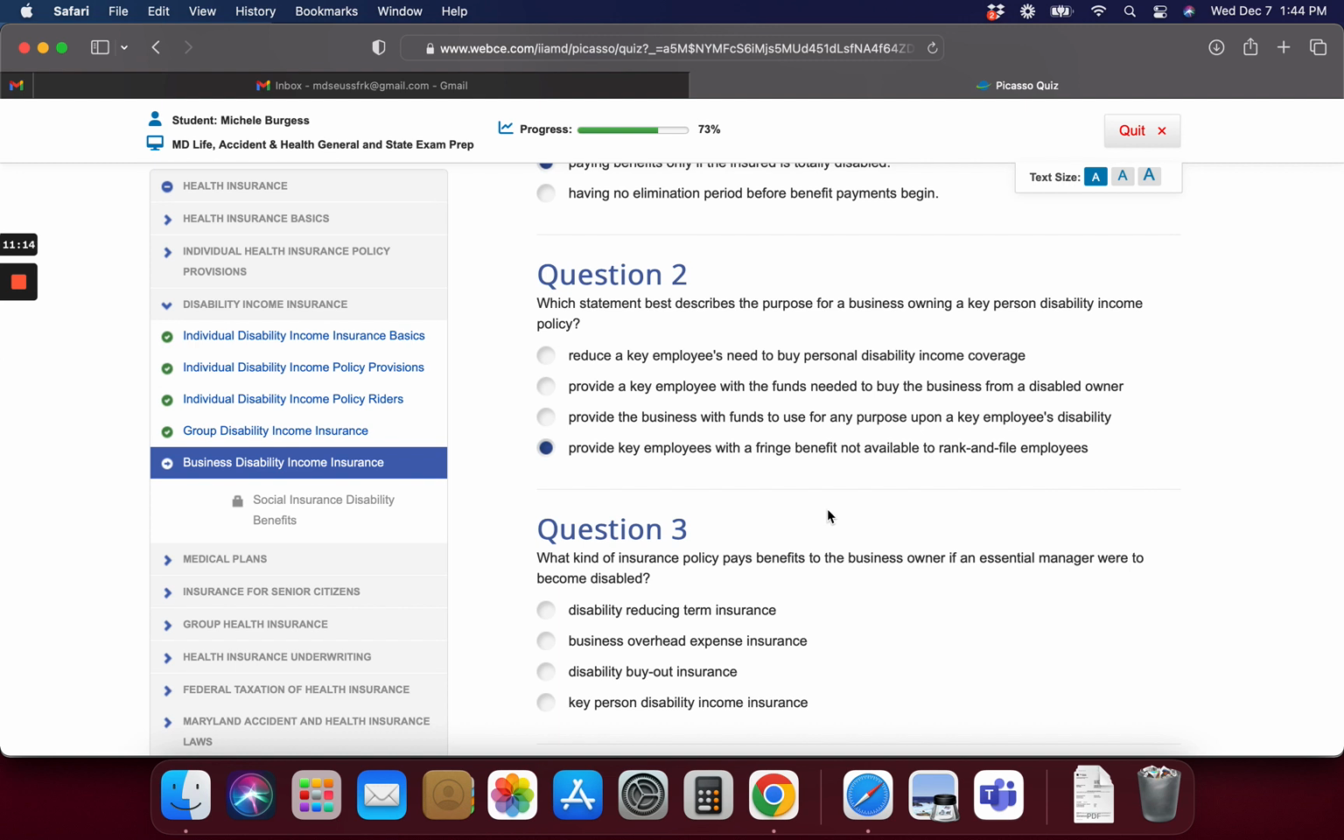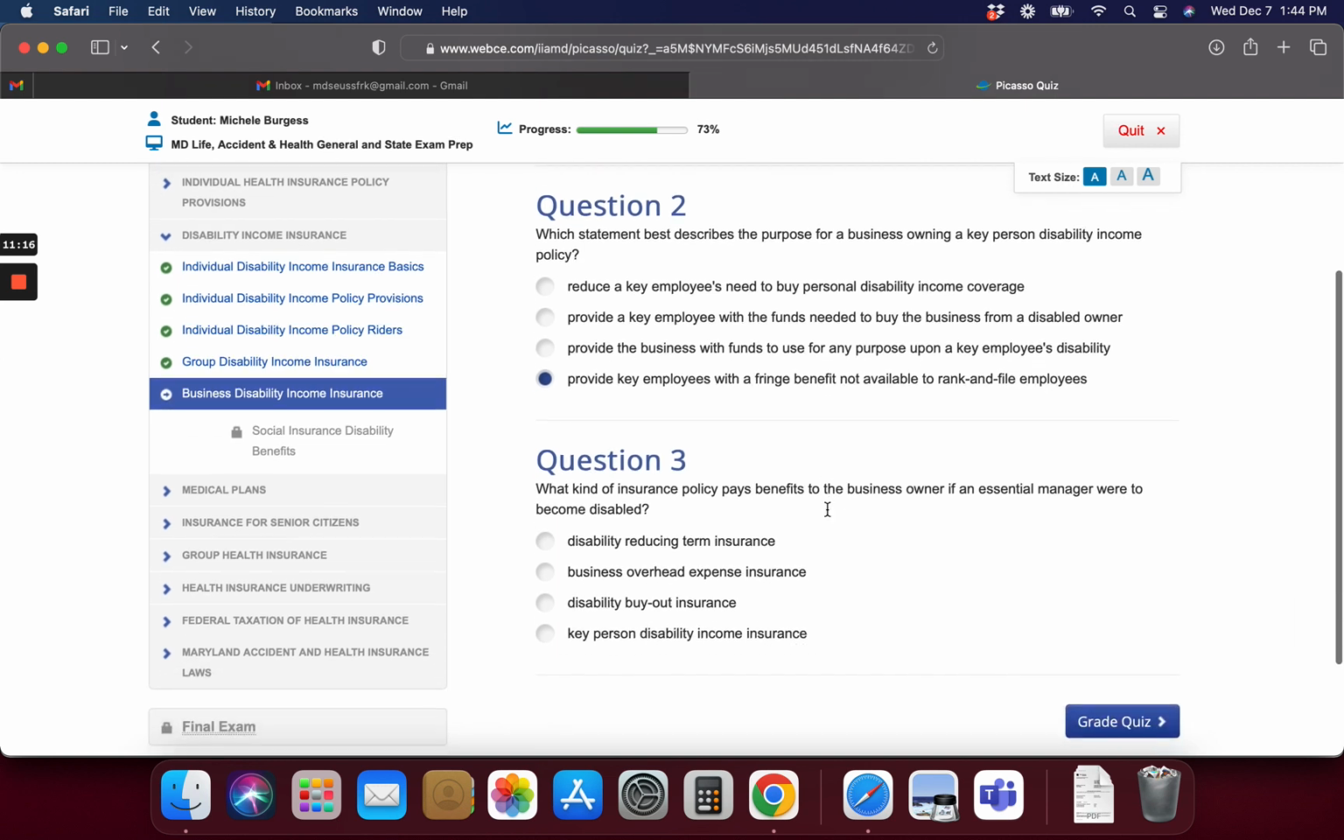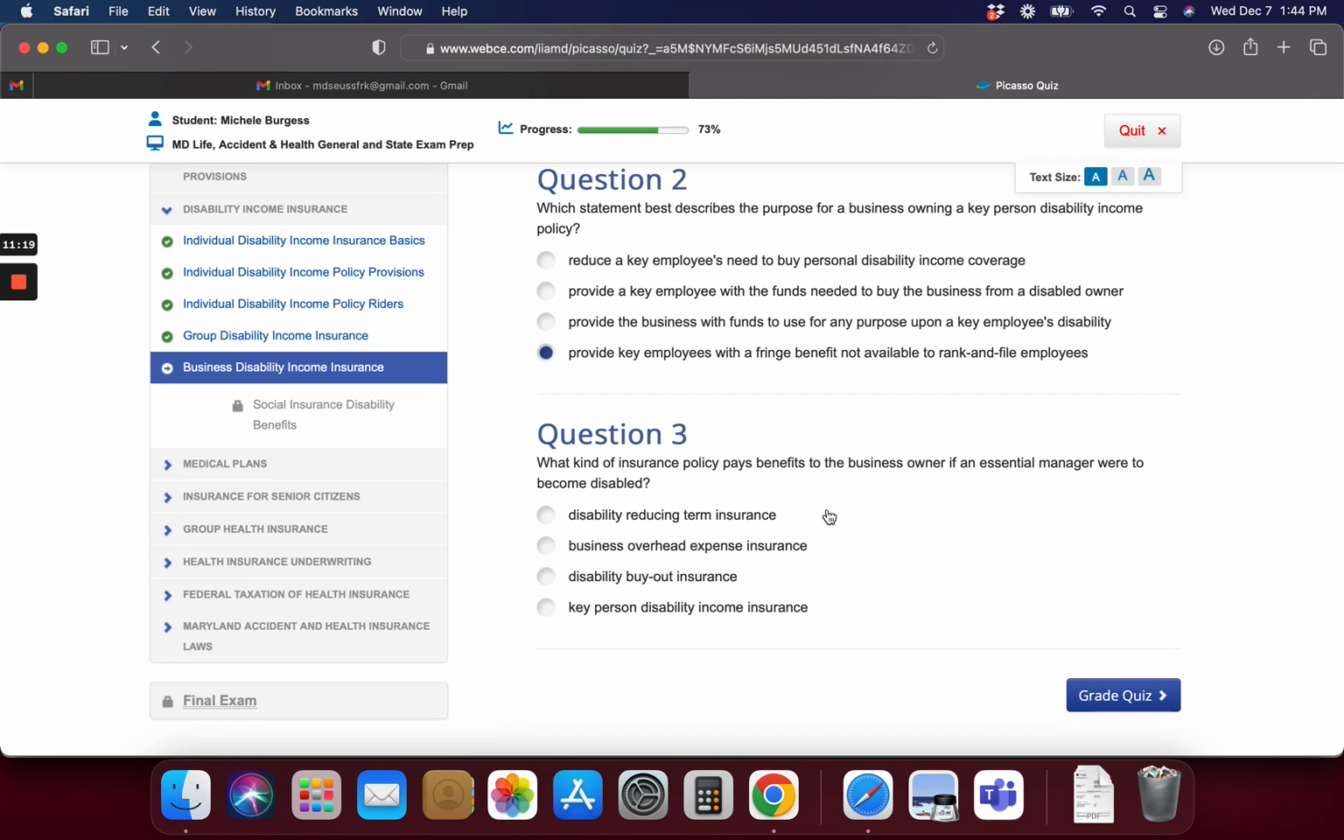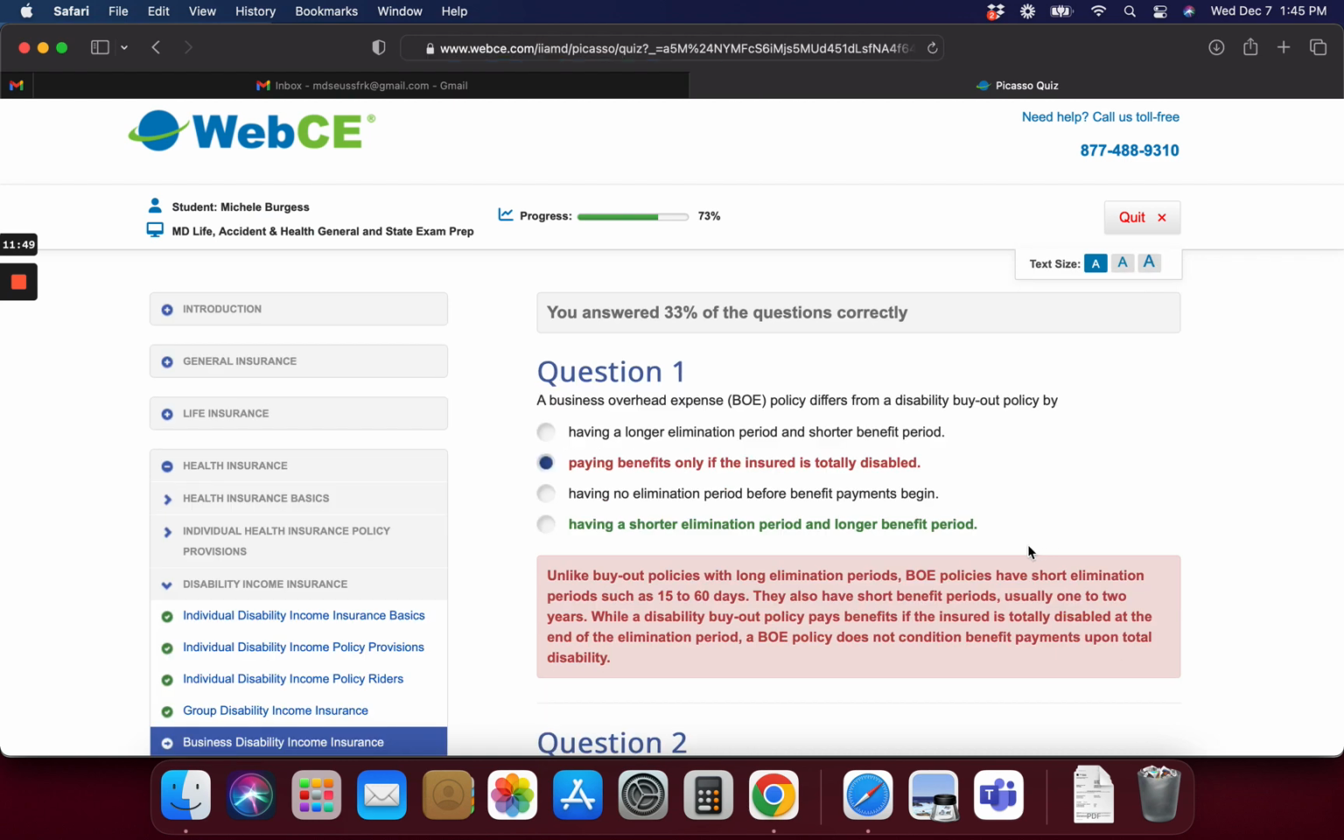All right, what kind of insurance policy pays benefits to the business owner if an essential manager were to become disabled? And they only gave us 3 questions. That's the first. Key person. If the essential manager were to become disabled. Let's guess that one. All right, let's see how we did.